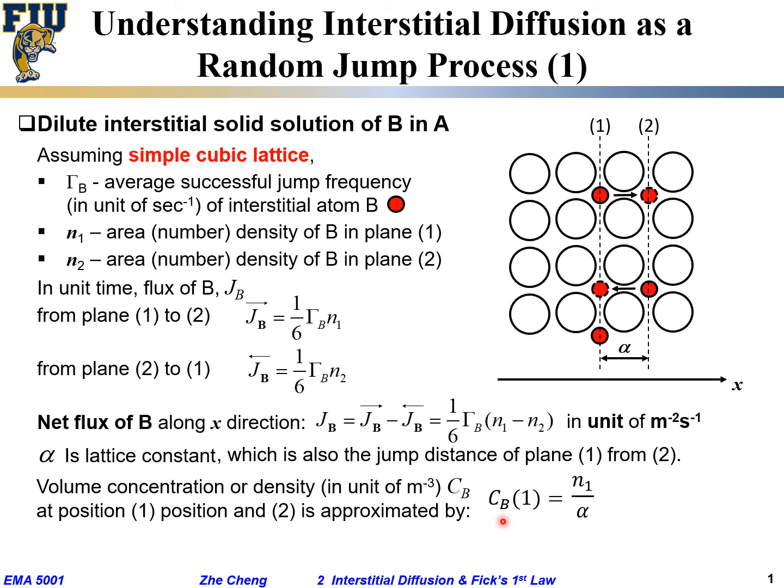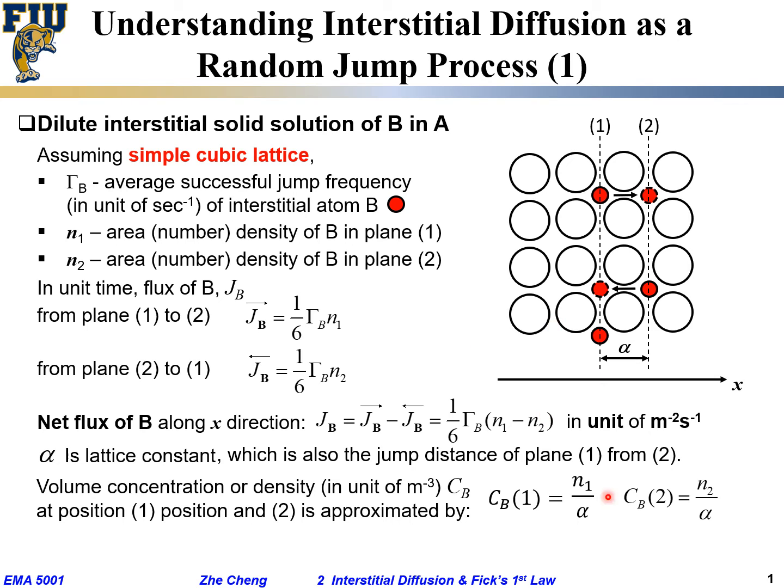Let's look at this equation again. What unit does N1 have? Number per unit area, right? Meter squared. And then divided by alpha. What unit does alpha have? Still meter, right? Now N divided by alpha gives us the unit of number per meter to the power of 3. Make sense? So this is how we relate the so-called area density to the volume concentration. Similarly, do you see that C2 would be N2 divided by alpha? Make sense? So now we can convert from the area number density, which is how we define the number of atoms in plane 2, to the local volume concentration at plane 2.